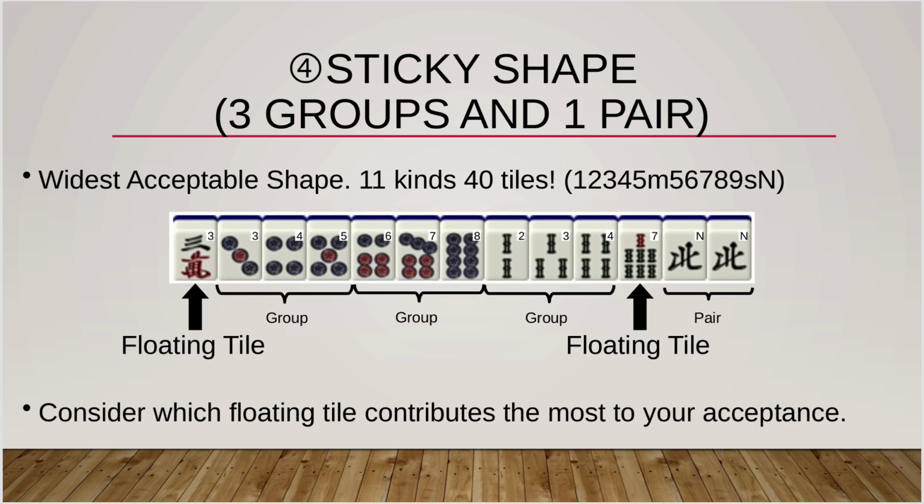Sticky shape is the widest acceptable shape. Sticky shape consists of 3 groups and 1 pair like this hand. This hand has 2 floating tiles, 3-man and 7-su. Thanks to these floating tiles, this hand has 40 tiles acceptance. Amazing! In the sticky shape, you should consider which floating tile contributes the most to your acceptance.